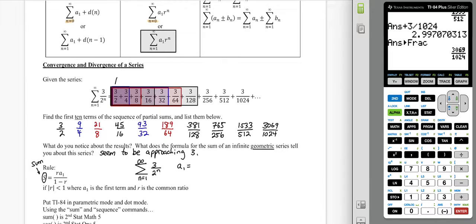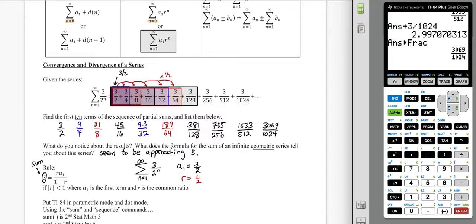Well, the first term here was 3 over 2. They gave us the expansion, but even if they didn't, we would have come up with that ourselves. And R is the common ratio. The common ratio is the number that you would multiply each term of the sequence by to get the next term in the sequence. So in each case, we multiplied by 1/2. So R is going to be equal to 1/2.